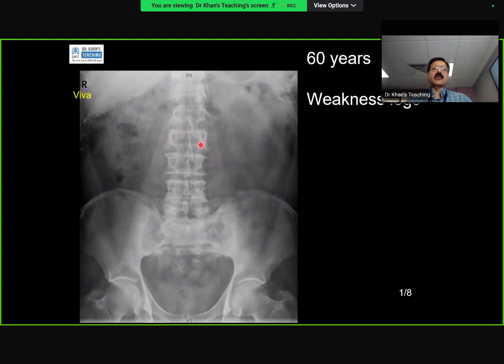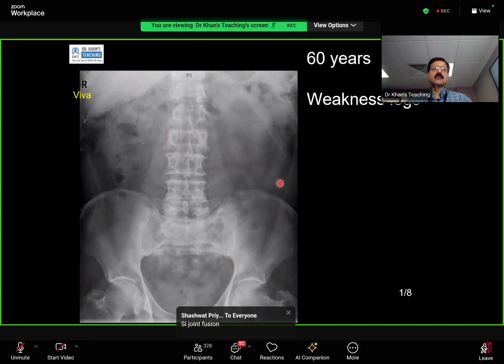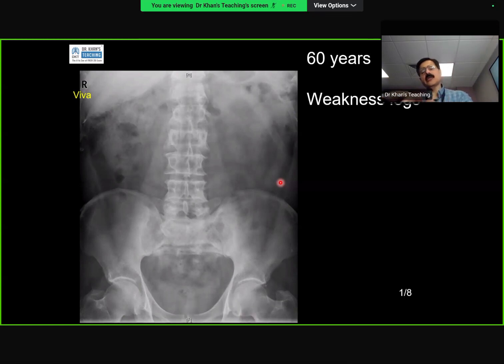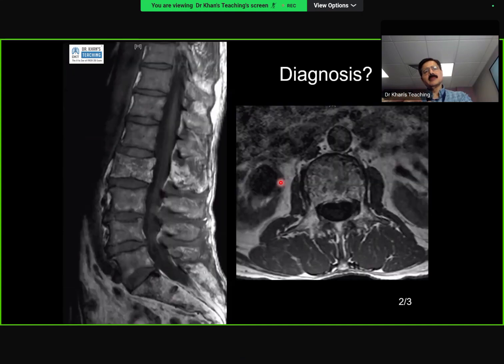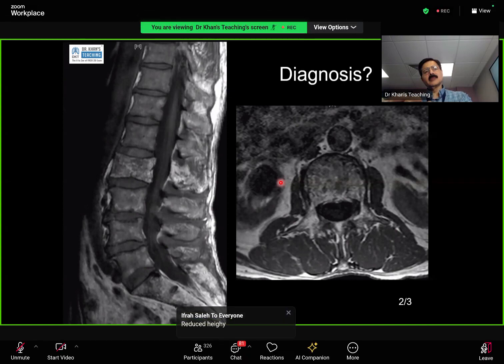If you concentrate here, what do you think about this vertebra? Yes. In this vertebra, I cannot see the pedicle very well. What about the size, the medial dimension? Yeah, there is a reduction in the vertebral height in comparison with the rest of the vertebrae.